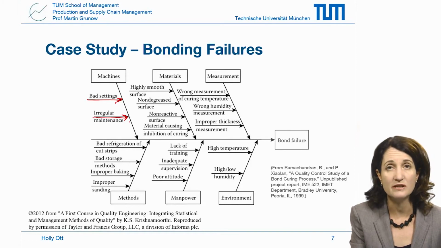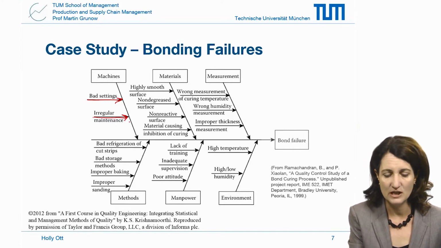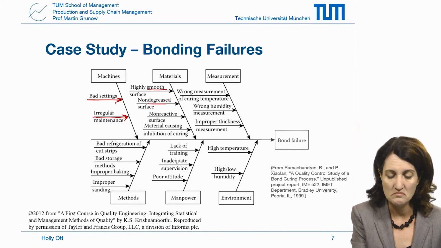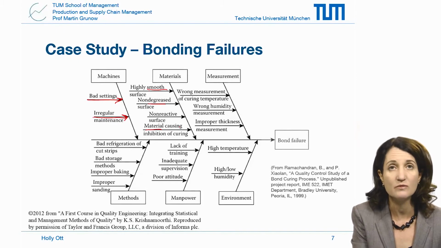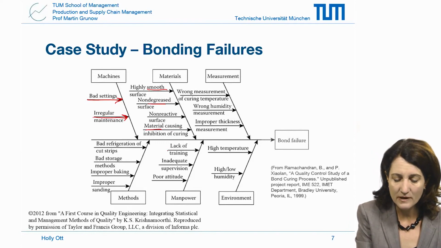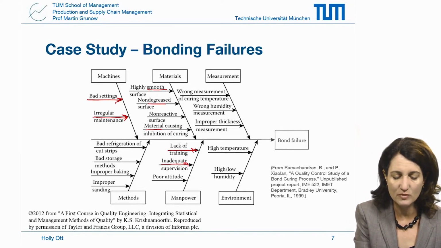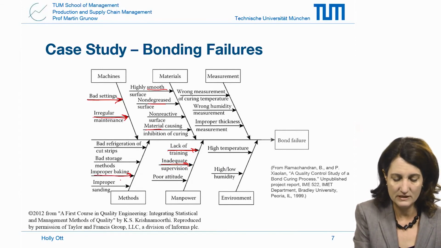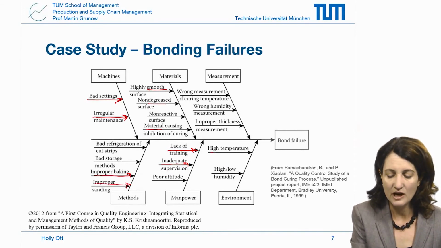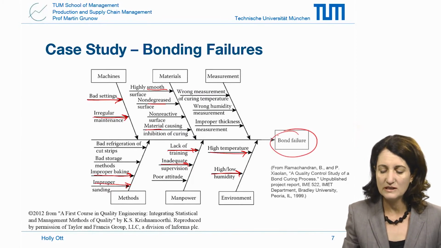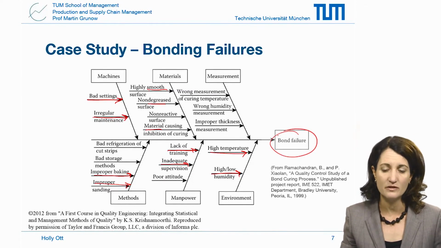For the materials, you had these two surfaces. Could it be that the surface was very smooth, or was not degreased, or could there be some problem with the material that was causing a problem with the curing? Could the manpower, could there be lack of training, inadequate supervision? Was the baking method improper? Was the sanding method improper? Environment, was the temperature wrong? Was the humidity wrong? So all of these resulting then in a bond failure.